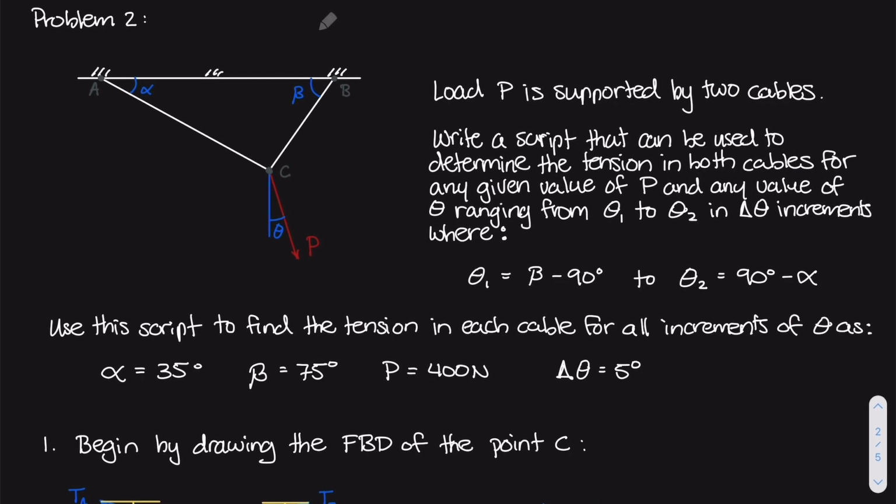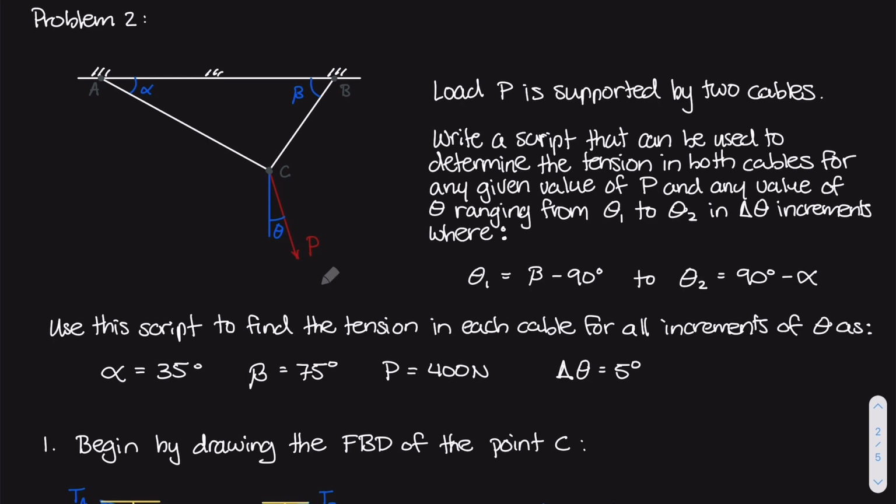Hey, welcome back. In the last video, we went over this problem that we are going to solve in Python. Very quickly, we have these two cables, cable A right here and cable B right here, and those two cables are supporting this load P, which is acting downwards. In this video, we want to figure out what the tension in both of these cables is for a range of theta values from theta 1 all the way to theta 2.